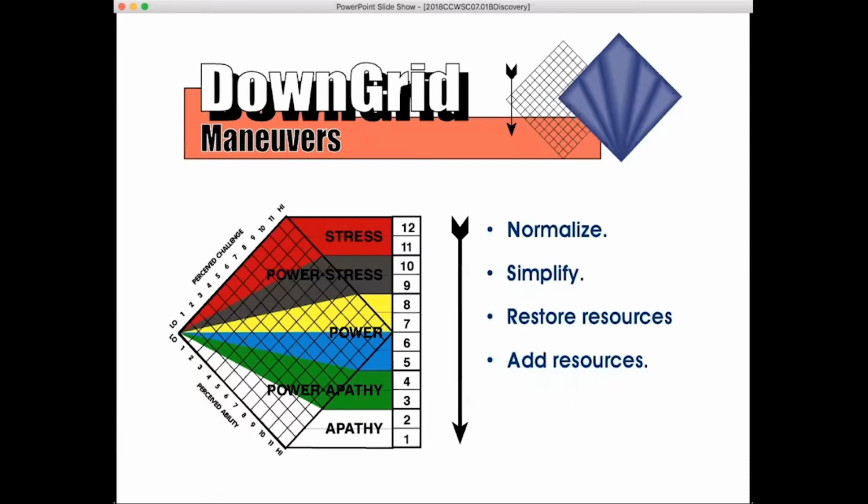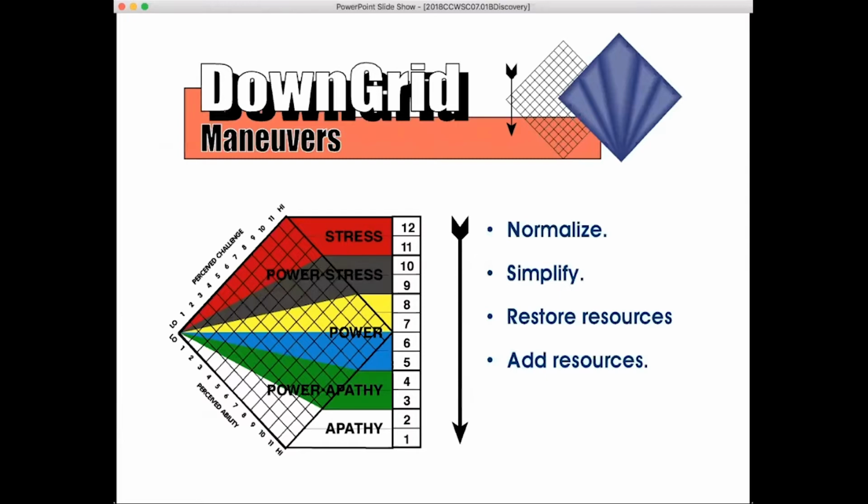We know just inside of a few seconds of conversation, even sometimes just by looking at the person, we know they're up grid. And if we know they're up grid and being up grid isn't serving them well, and we know they'd be better off down grid, we could employ a down grid maneuver. I don't need to know the exact coordinates. I don't need to know where they actually are on a diagram. I can do this just based on the energetics of the whole thing.